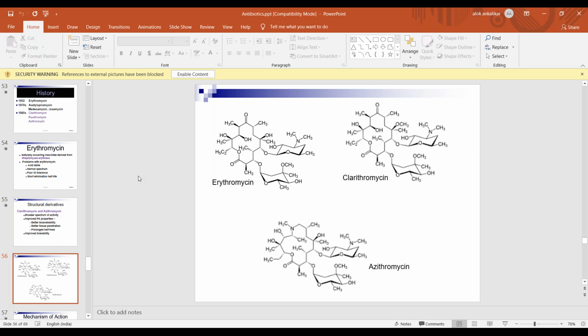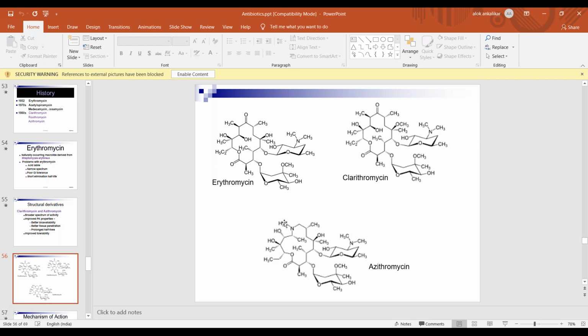Now for azithromycin, or even for that matter erythromycin, the mechanism of action remains the same. It is binding to the 50S portion of the ribosomal subunit, and it is inhibiting the peptide chain formation, the translation process, the protein formation, and overall it is arresting the growth of the microorganisms. Thus it is showing bacteriostatic activity.